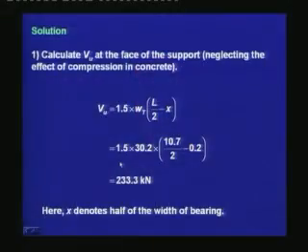Once we substitute the values of Wt, L and x in the expression, we get the value of the shear demand at the critical section. Vu is equal to 1.5 times 30.2 times within bracket 10.7 divided by 2 minus 0.2, which is equal to 233.3 kilonewton. Here x denotes half of the width of the bearing. Thus, the shear demand for this beam is 233.3 kilonewtons at the critical section.